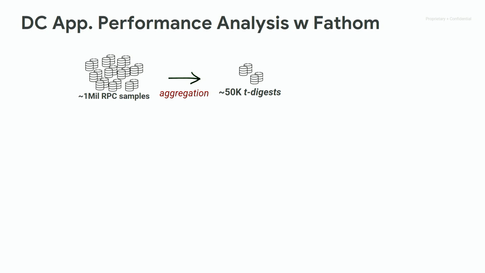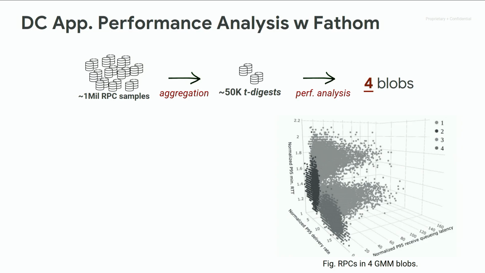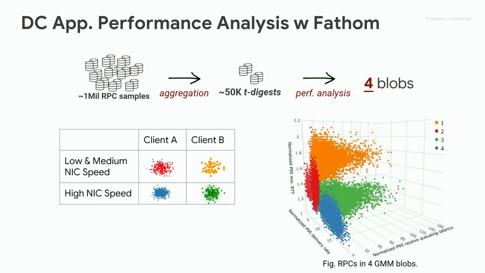So when visualizing those T-digest in a three-dimensional space defined by receiver queuing latency, delivery rate, and round-trip time, we obtained 4 distinct blobs, each occupying a unique location within this space. Digging deeper, we analyzed the categorical attributes associated with RPCs within each of those blobs and uncovered 2 distinct attributes, the client type and NIC speed.